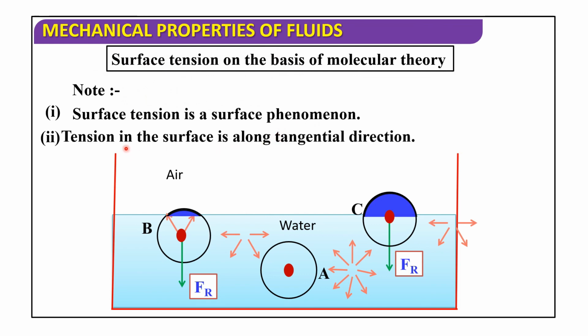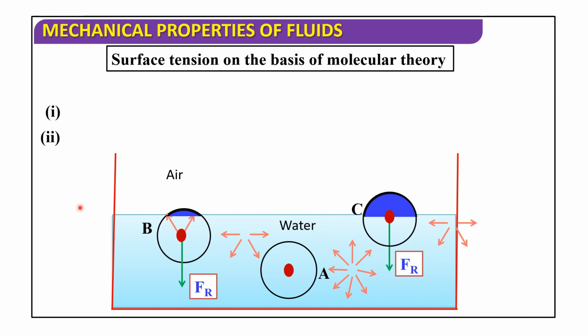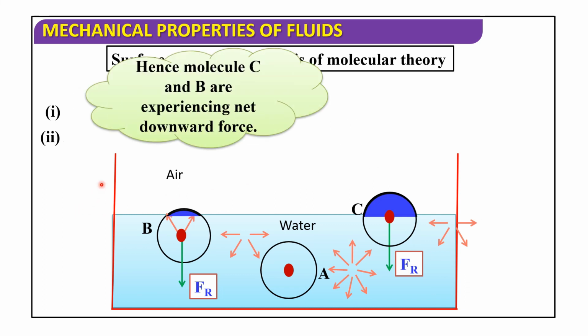Surface tension is a surface phenomenon. Tension in surface is along the tangential direction. Hence molecules C and B are experiencing net downward force.